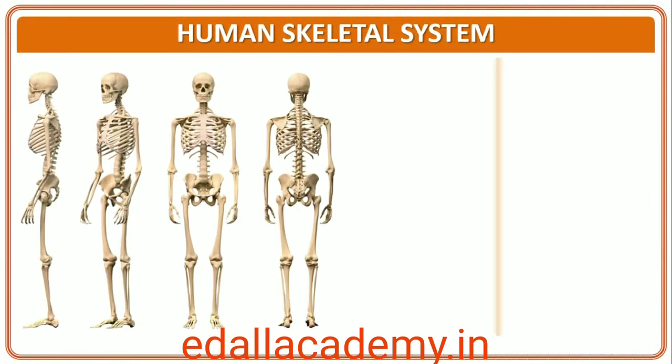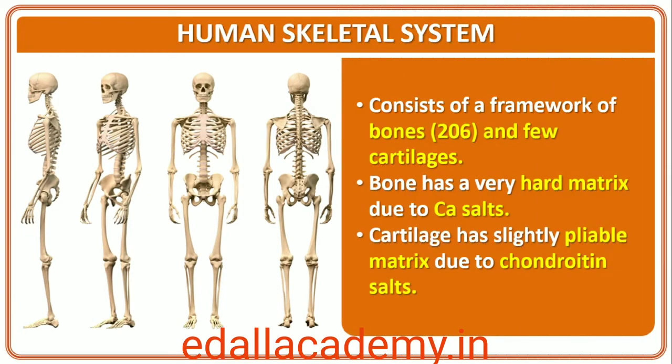Skeletal system. Skeletal system consists of a framework of bones and a few cartilages. This system has a significant role in movement shown by the body. Imagine chewing food without jaw bones and walking around without the limb bones. Bone and cartilage are specialized connective tissues. The former has a very hard matrix due to calcium salts in it, and the latter has slightly pliable matrix due to chondroitin salts. In human beings, this system is made up of 206 bones and a few cartilages.